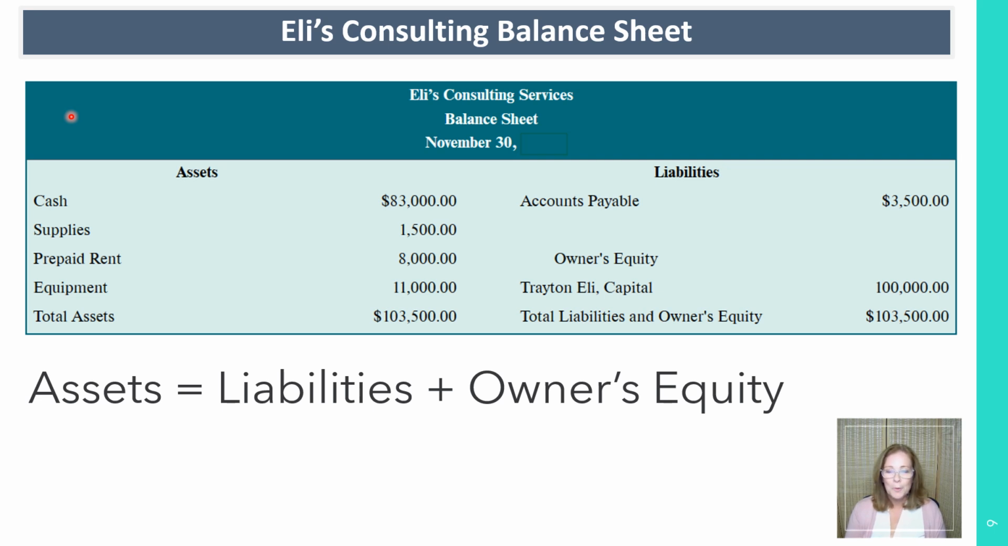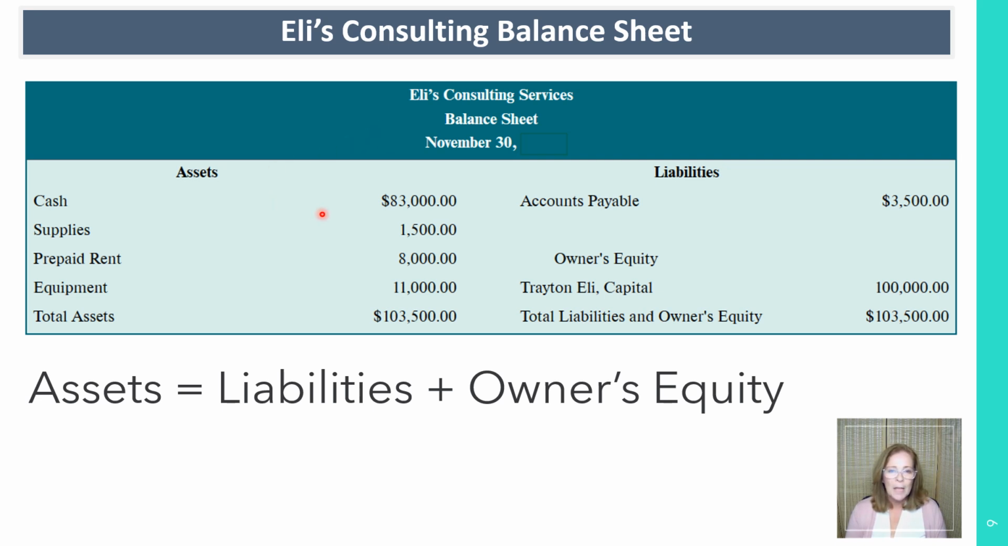We can prepare our first financial statement, the balance sheet, by listing all property accounts in the column called assets. Assets is a standard word used to describe the property the company owns. On the other side of the balance sheet, we differentiate whether the money is owed to third parties or the owner. So we list the accounts payable as liabilities and the amount owed to Trade and Eli under the description owner's equity. The balance sheet shows the firm's financial position on a given day. In our example, Eli's Consulting Services prepared the balance sheet as of November 30th.